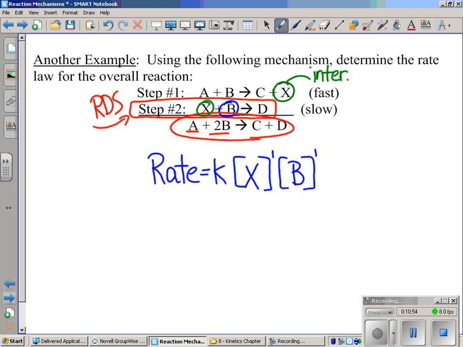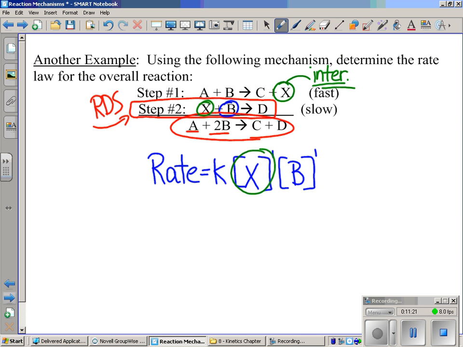So here's what we have to do. First of all, when you're looking at your steps, I would always look first to see if there's an intermediate, and I would circle it for yourself so that you're paying attention to the fact that it's an intermediate. You know that this right here can't be in the rate law. However, that intermediate is important to the rate of this reaction. So since this intermediate is important to the rate of this reaction, it is now important what made that intermediate.